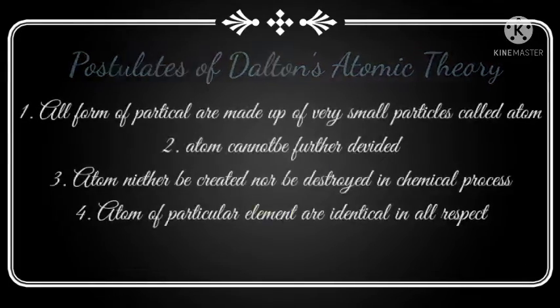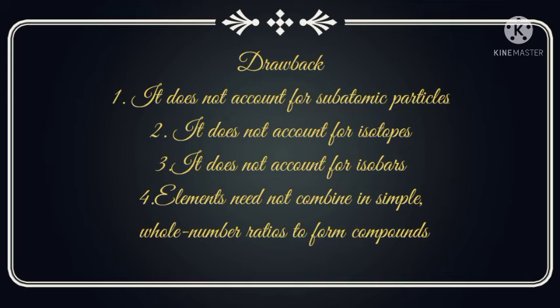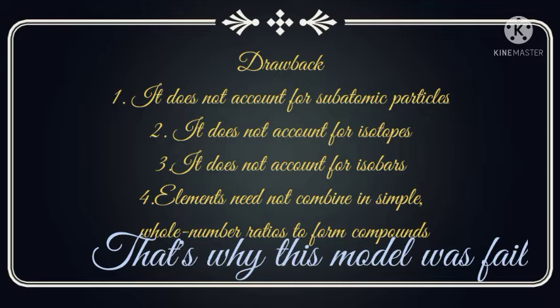Now the drawbacks of Dalton's atomic theory. First, it does not account for the subatomic particles. Second, it does not account for isotopes. Third, elements cannot combine in a simple whole number ratio to form compounds. That's why it failed.